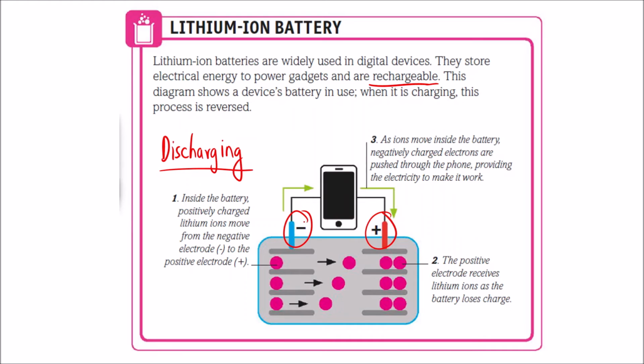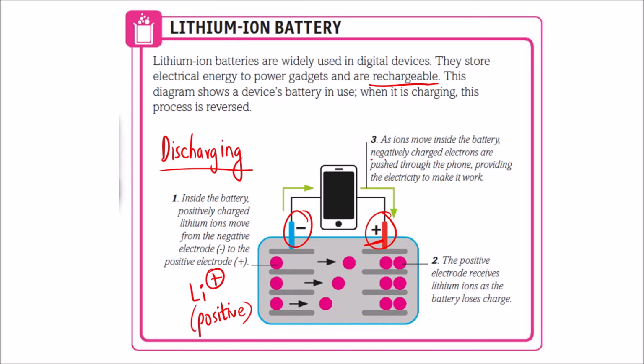The plug is not connected. We are not charging the battery. It is completely charged, and during discharging, lithium ions move. What is a lithium ion? It is a positively charged ion. So it starts moving from the negatively charged electrode and ends up at the positively charged electrode.